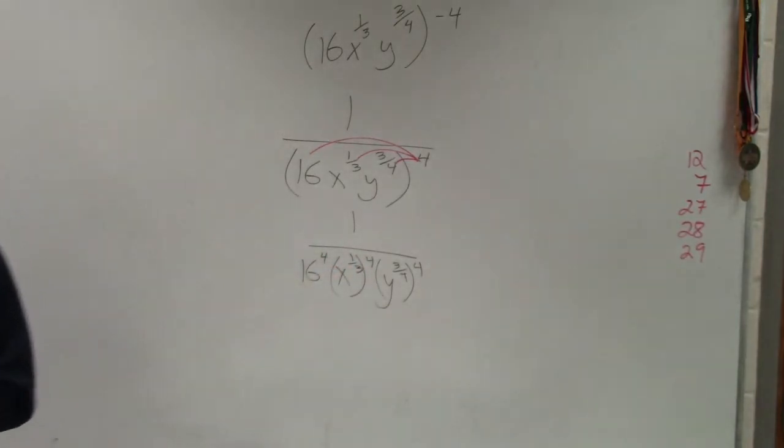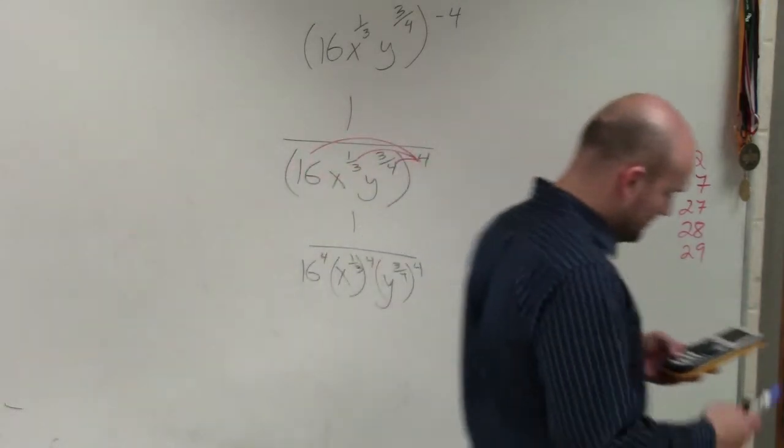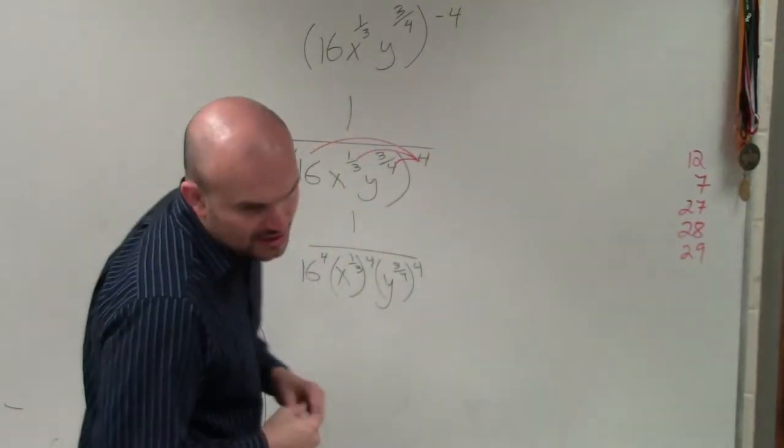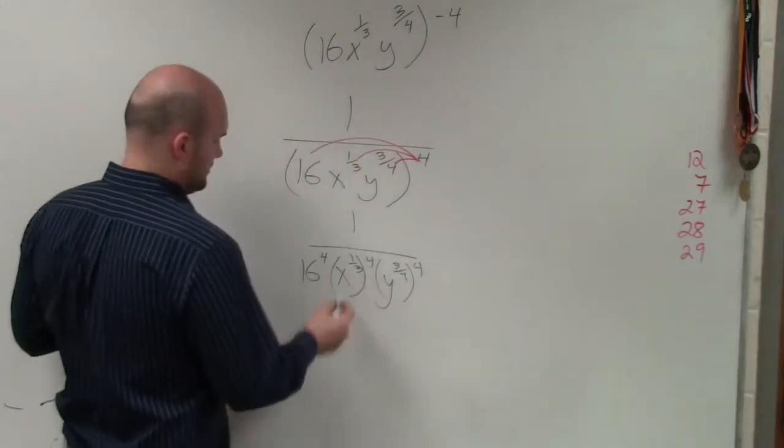To the 1/3. Now, do you guys remember what the power rule stated? Which said whenever you have an exponent raised to a power, what do you do with them? You multiply them. So I do need to use a calculator for 16 to the 4th power, which is 65,536.